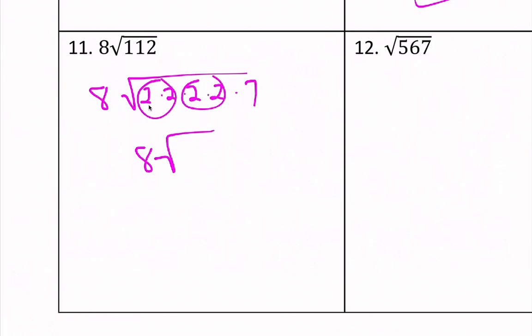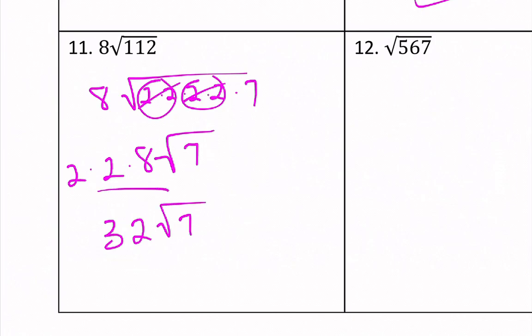I know this 2 can escape while its partner is sacrificed. I know this 2 can escape while its partner is sacrificed. This 7 is stuck on the inside. So I simplify. 2 times 2 times 8 gives me 32, so my final answer is 32 square roots of 7.